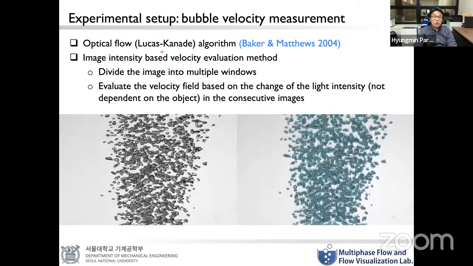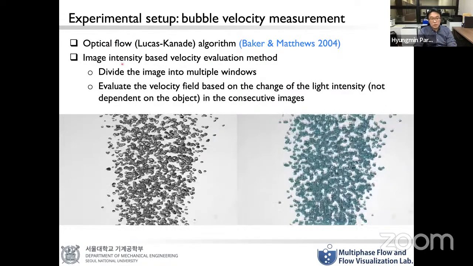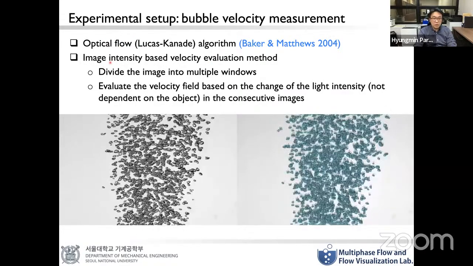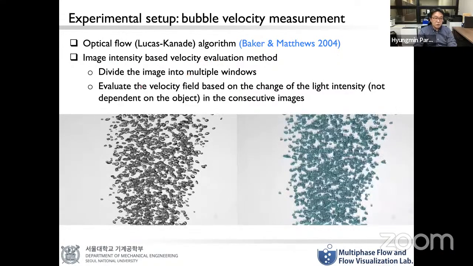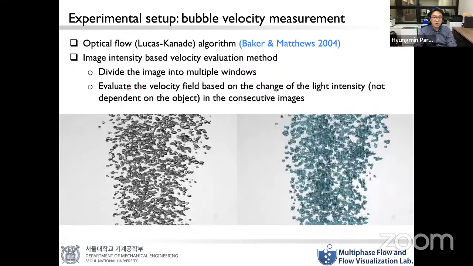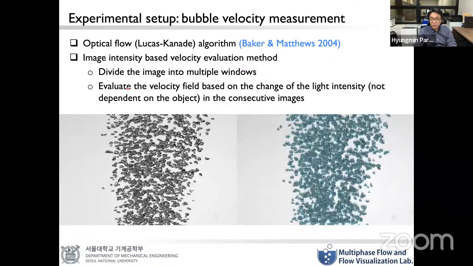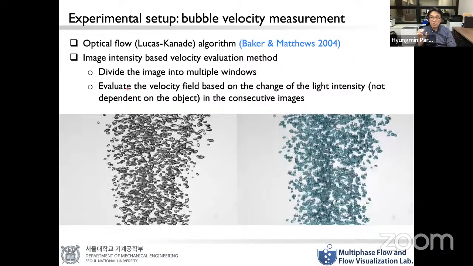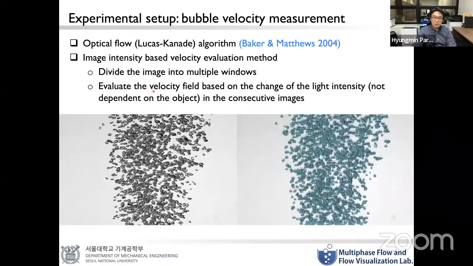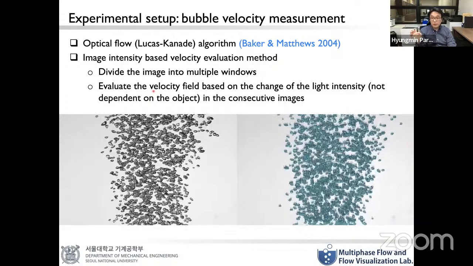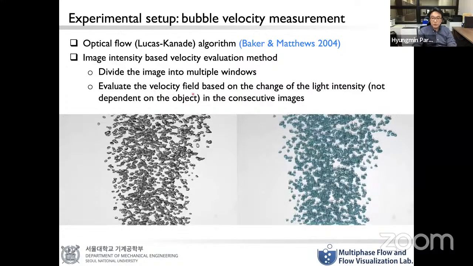So we use the optical flow algorithm, which is an image intensity-based velocity measurement technique. It evaluates the velocity field based on the change of the light intensity, and it does not depend on the bubble itself. It just divides the image into multiple windows like PIV, and then quantifies the intensity variation, right?